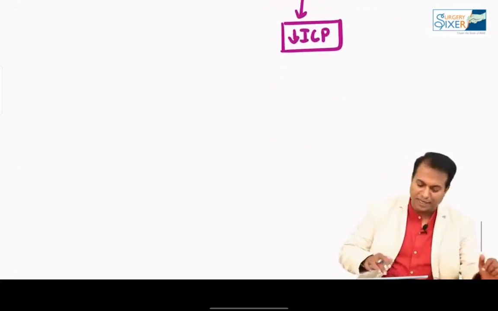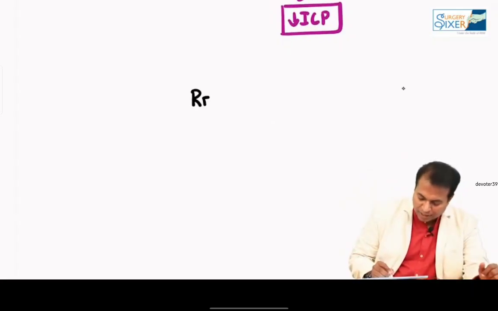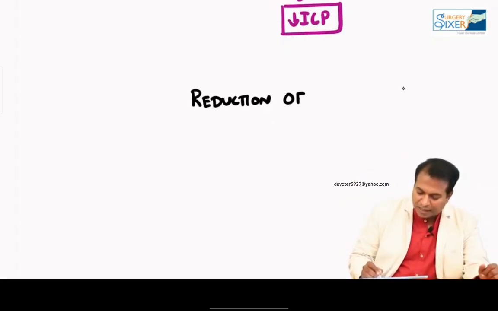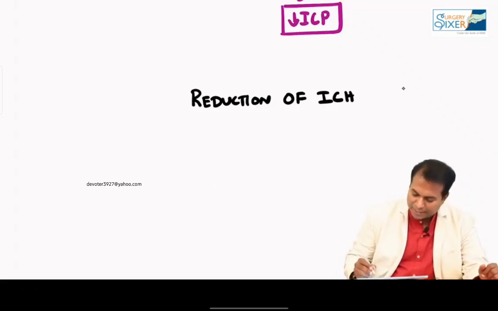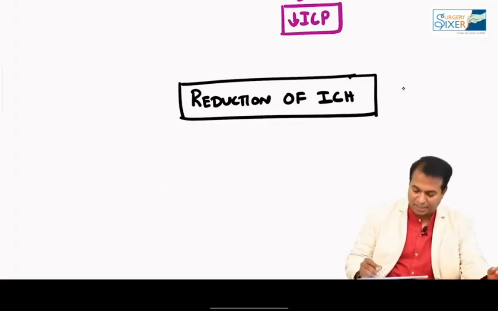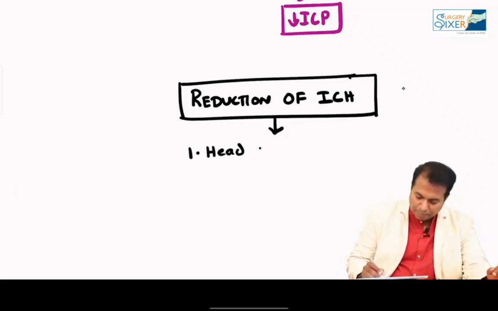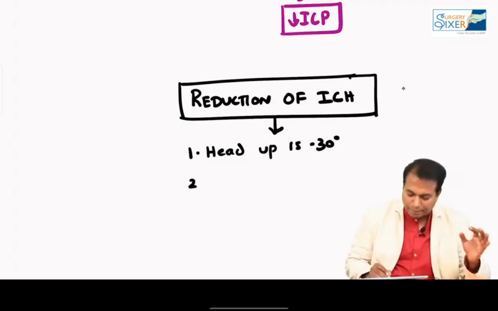How to reduce the intracranial pressure is again an AIIMS question. Reduction of intracranial hypertension in a head injury patient. Number one, first you put the patient in head up position of 15 to 30 degrees. Raise the head up 15 to 30 degrees.